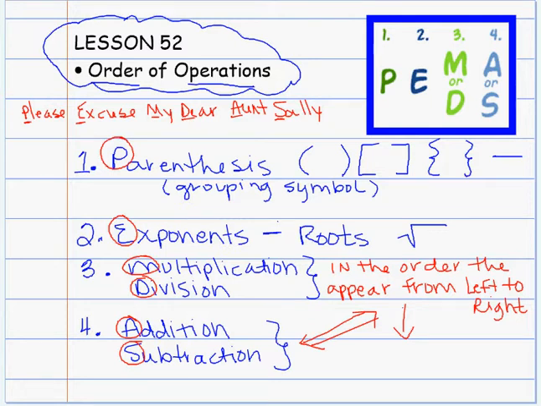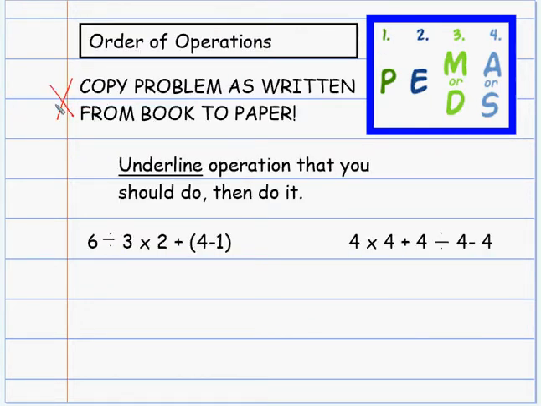Okay, so let's practice. When you get to order of operations, or any problem for that matter, you need to start copying those problems down onto your piece of paper. Don't try to do things in your head and simplify. Just copy the problem down on your paper, then start on your paper. Okay, and we're going to underline the operation that you should do, and then we'll do it. And what I'm going to show you right down here is exactly what I want to see on your paper every single time. I don't want to see just an answer. I want to see the work.